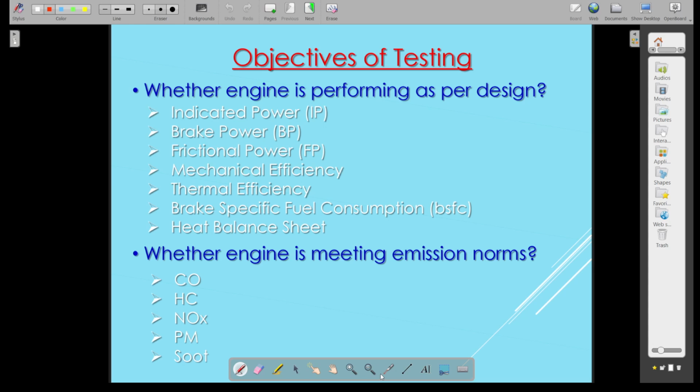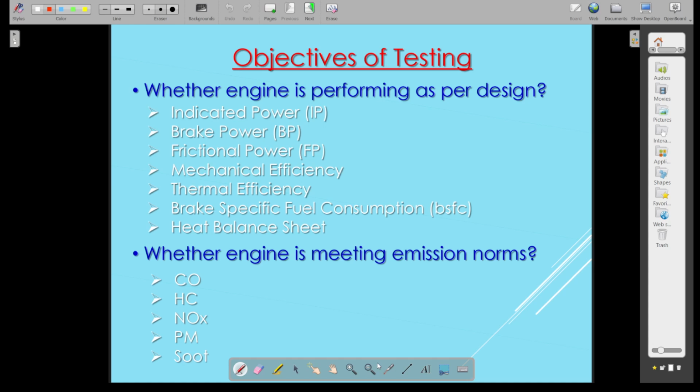Hello, good morning, students. Today we are dealing with engine performance. To study engine performance, we need to study the testing of IC engines.